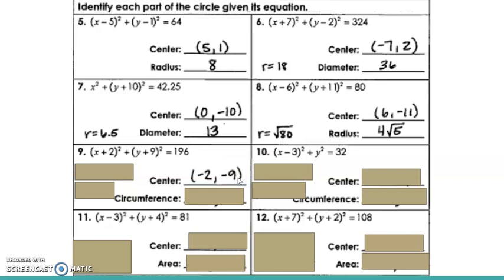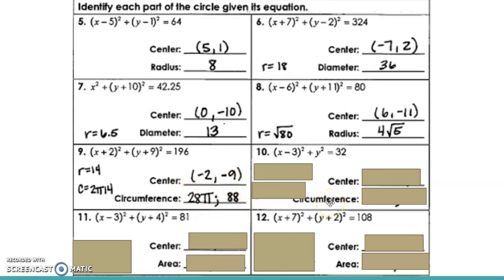For number 9, our center is going to be (-2, -9). But now it's asking for our circumference. Well, we know that the circumference formula is 2πr. So I'm going to first start by finding my radius. I need to square root 196 to find that my radius is 14. Then I can plug 14 into my circumference formula. So it's 2 times π times 14. 2 times 14 is 28, and then 28 times π should give me about 88.